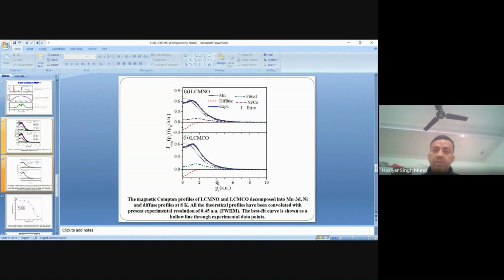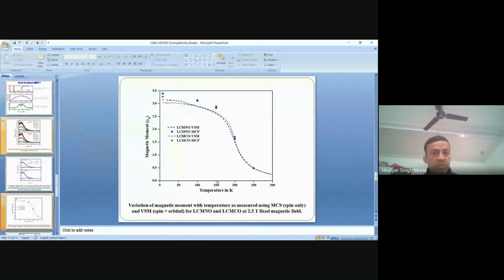To find the orbital behavior in this sample, that is, how the orbital magnetic moment behaves, we compare our MCP data with VSM data. VSM provides us the total magnetic moment in the system, while MCP gives us only the spin magnetic behavior. If we compare both data, then we can calculate the orbital magnetic behavior within this system. This graph shows that the orbital magnetic behavior has a negative trend. It means that the spin magnetic moment is higher than the total magnetic moment. So the difference gives us the orbital contribution.